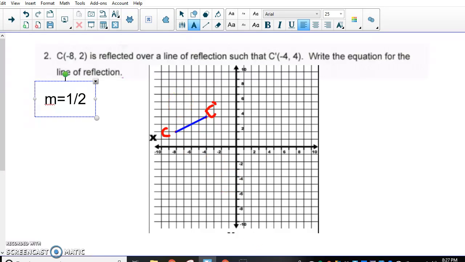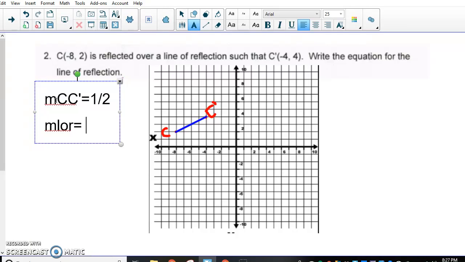So remember, for the perpendicular condition of the line of reflection being a perpendicular bisector, we need to make sure that the slope of our line of reflection is the opposite reciprocal of this one. So I'm going to just call it LOR. I know that's very informal, but again, this is that CC prime slope. And the slope of the line of reflection, since it has to be a perpendicular bisector, needs to have a slope of negative 2. And if you want to write it as negative 2 over 1, if that makes you feel better, by all means go for it, but we usually just leave it as negative 2.